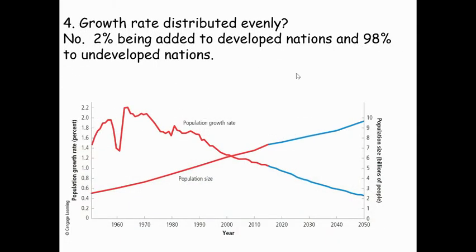All right, growth rate is not distributed evenly. 98% of the growth rate can be attributed to undeveloped nations, 2% to developed nations. Traditionally, in undeveloped nations, couples have more children to bring in extra money from labor. If you have a farm and you need people to help with the farm, you'll have more kids. Or if you are raising livestock, same idea. Or if two children working isn't going to help with the wages enough, you have more kids to bring in more wages to help support the family.